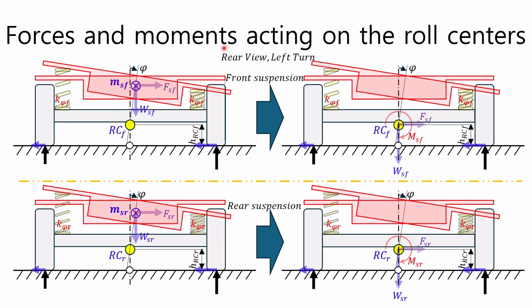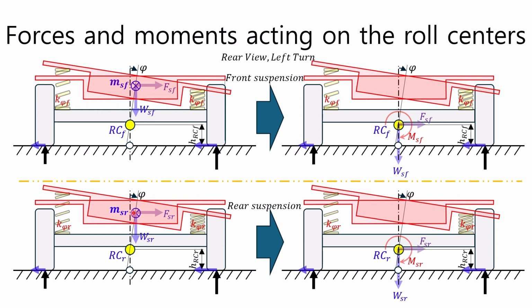The figure here shows the suspension of a vehicle turning left as seen from behind. The upper two figures show the front suspension, and the lower two figures show the rear suspension. The upper and lower two figures on the left show that the lateral acceleration acts on the front sprung mass MSF and the rear sprung mass MSR, generating forces FSF and FSR, and that the roll angle phi occurs, causing the center of the sprung mass to move laterally, so the points of application of the front sprung weight WSF and the rear sprung weight WSR change.